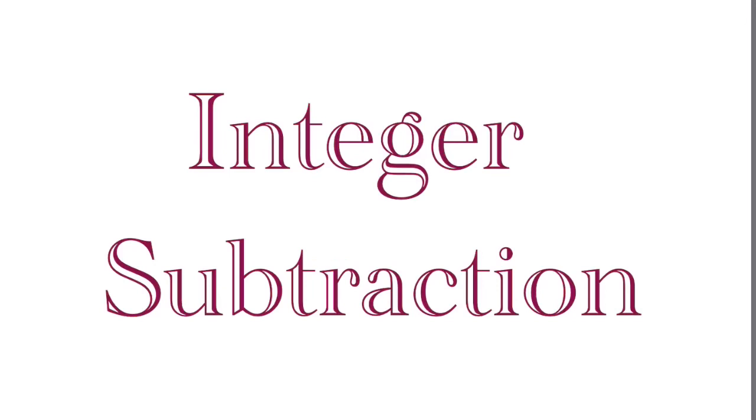So let's first start by getting out our math spiral and opening to a new blank page. And at the top of the page, write the title of today's lesson, nice and big at the top of the page, integer subtraction. When you're done, put your pencils down and we will continue with the lesson.